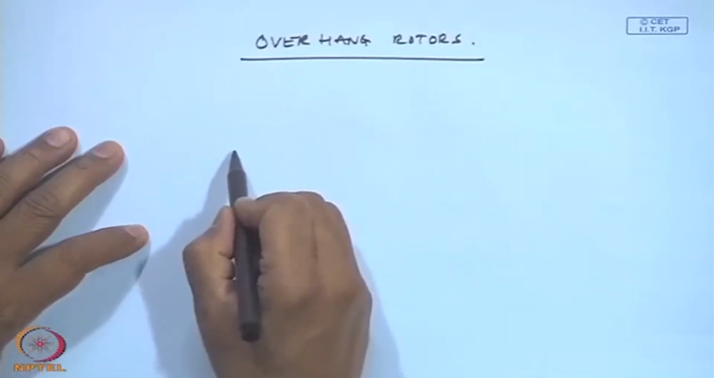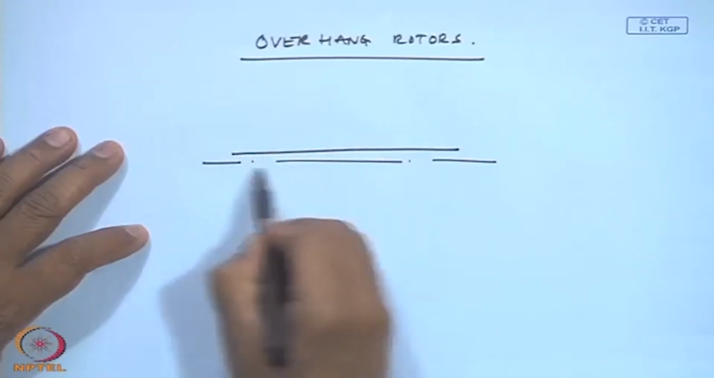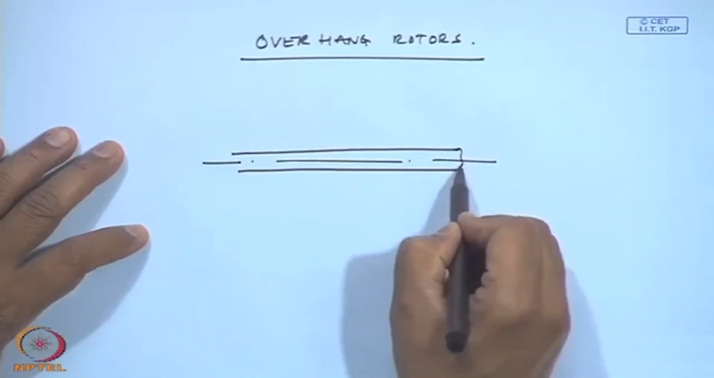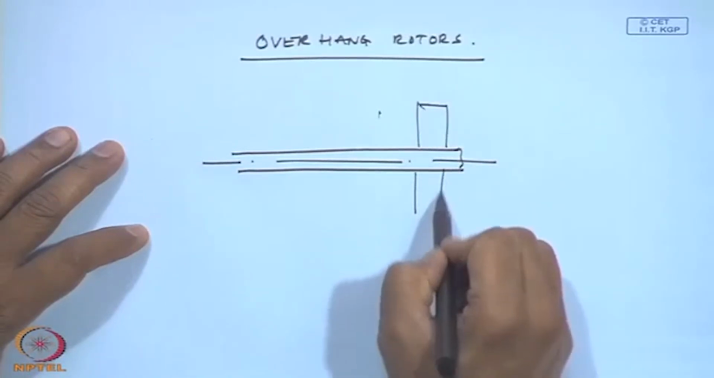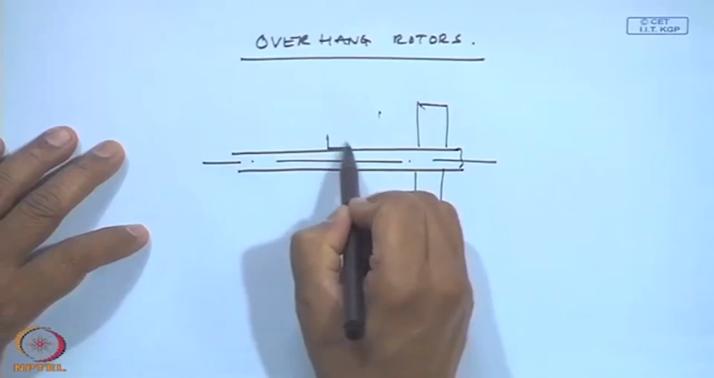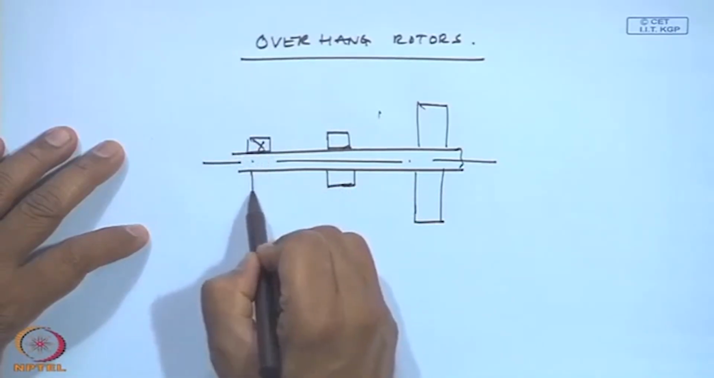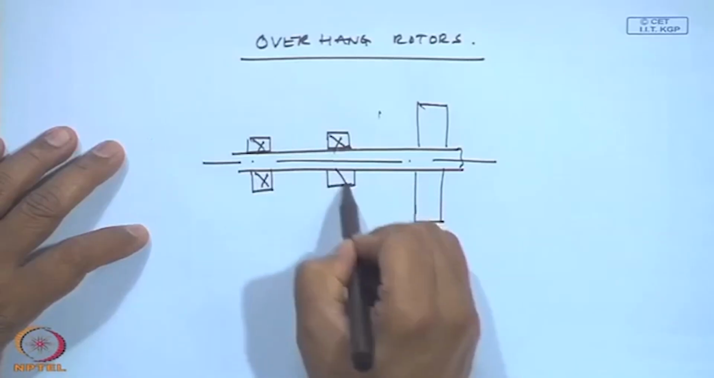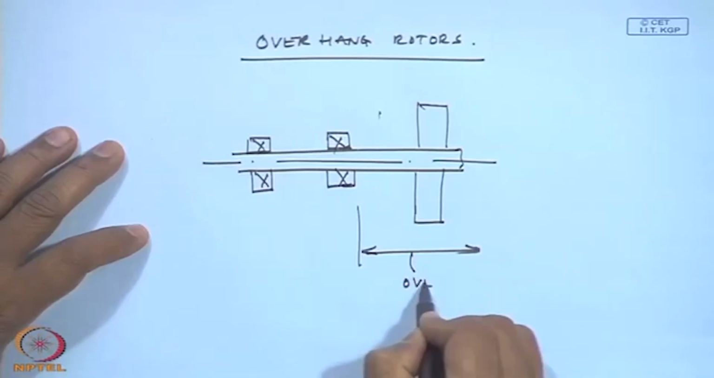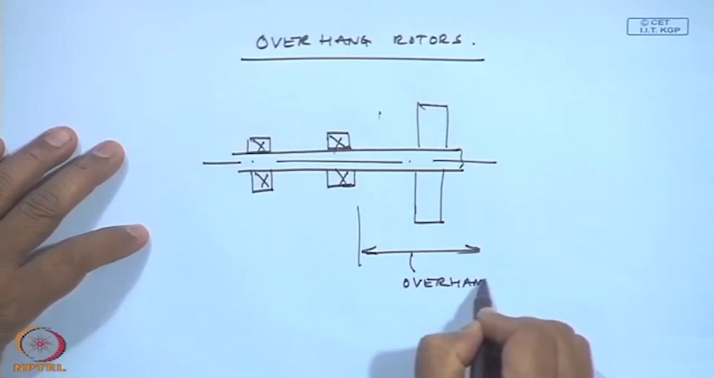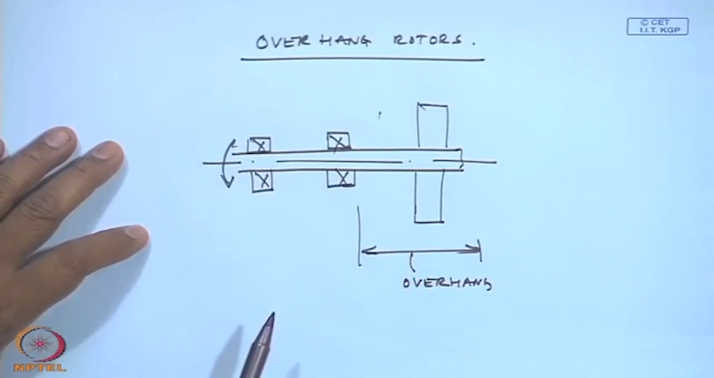In case of an overhang rotor, the configuration is like this. I have a shaft onto which I put a disc, and they are supported on 2 bearings, and this is the overhang part. Okay, and they are rotating.